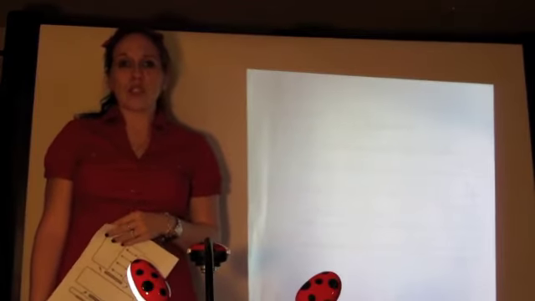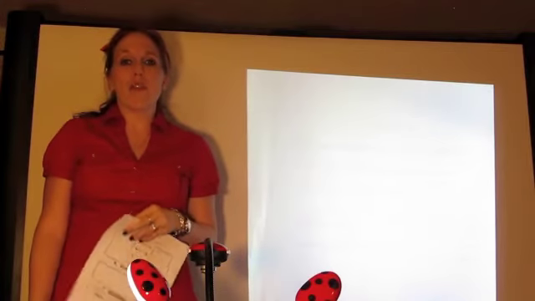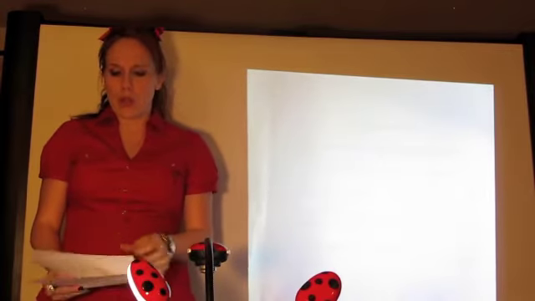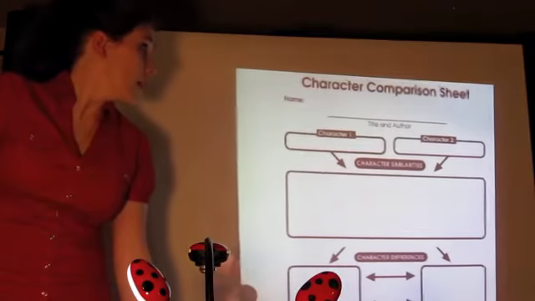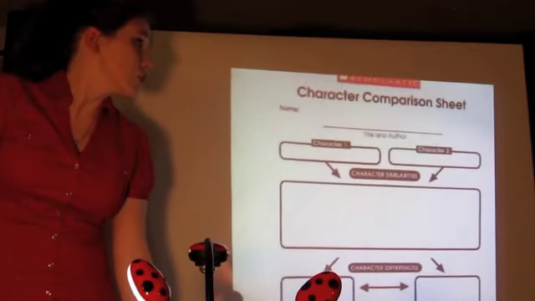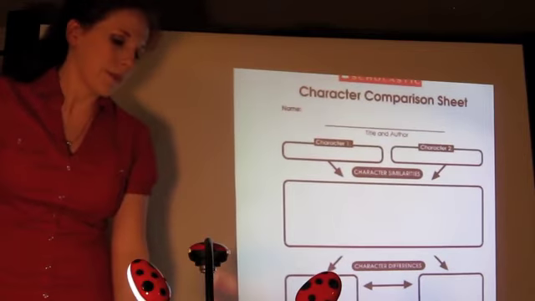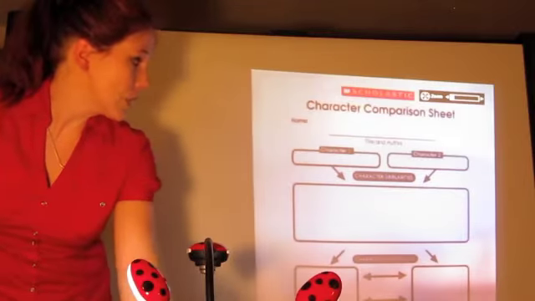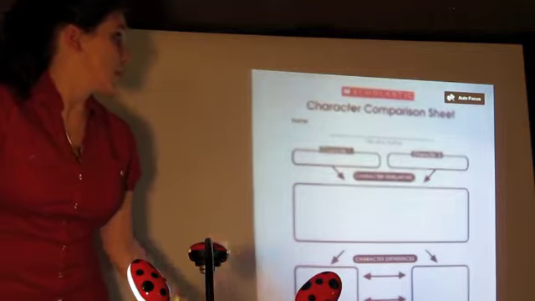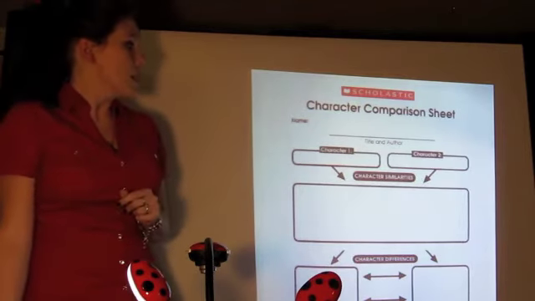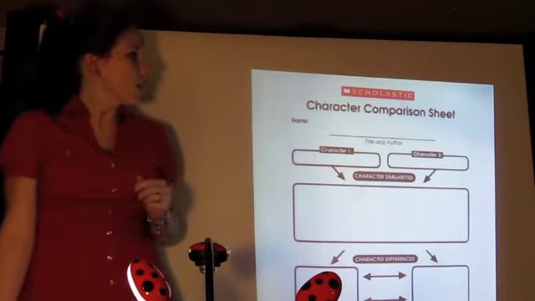After your discussion with the students, you're going to want them to gather their notes and their reading journals together, and they're going to write in this character comparison sheet, which is a graphic organizer by Scholastic. I just pulled it off the internet. Pretty easy. And of course you can zoom in and let them see this in your classroom.